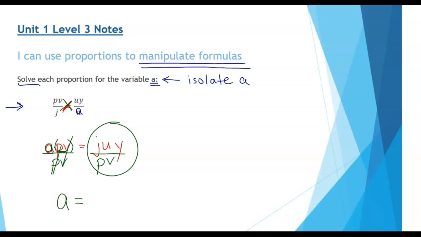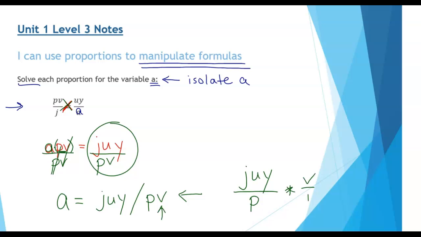A is equal to the product of JUY divided by the product of PV. This answer is incorrect if I plugged it in on Mobius, because it thinks it's the product of J, U, and Y divided by P, and then it thinks it's times V, which puts it on top. You need parentheses here around that product. So our final answer is J times U times Y divided by the product P times V. So it would do that first and then divide those two things. Good luck with your level 3 assignment.